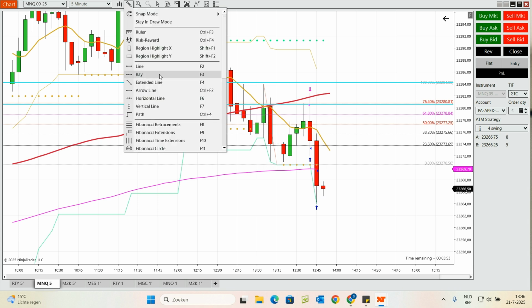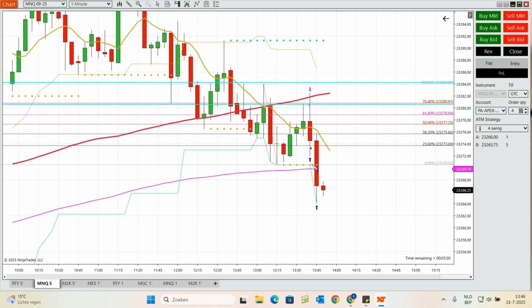So I got out, horizontal line. No, I got out at the lower low here. Yeah, because I got out in this candle. I got out here, and then my second target, I'll show you why I got out there as well.